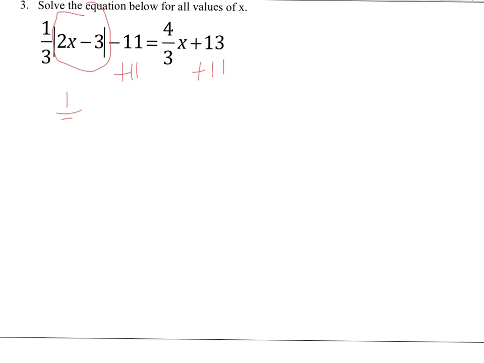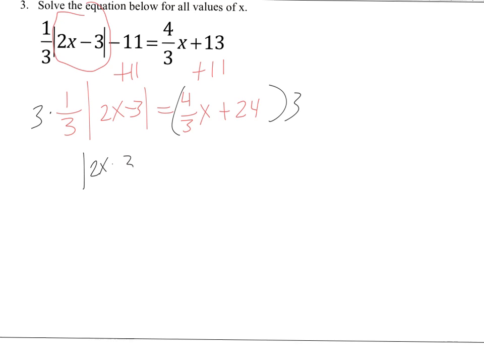And I've got 1/3 absolute value of 2x minus 3 is equal to 4/3 x plus 24. To get rid of the 1/3, I'm going to multiply both sides by 3. So you've got the absolute value of 2x minus 3 is equal to 4x plus 72. And from here, we're ready to look at the absolute value part of this.